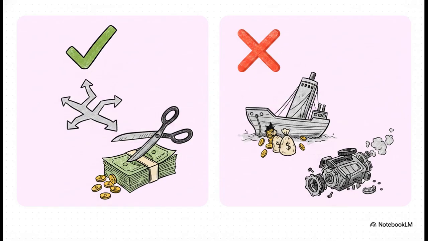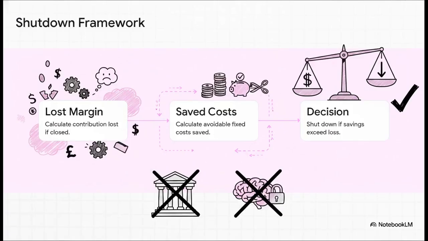The money you spent on that car engine last month, irrelevant. The millions a company spent researching a product nobody wants, irrelevant. When it comes to actually evaluating failing projects, CFOs execute this really clear three-step shutdown decision framework. First, calculate the contribution that'll be lost if the project closes. Second, calculate the avoidable fixed costs that'll be saved. Finally, shut down the project if those avoidable savings exceed the lost contribution. Notice what's missing from this list: historical capital expenditure. It completely removes the ego from the equation.